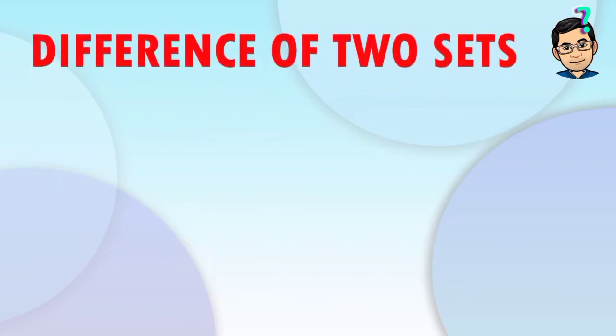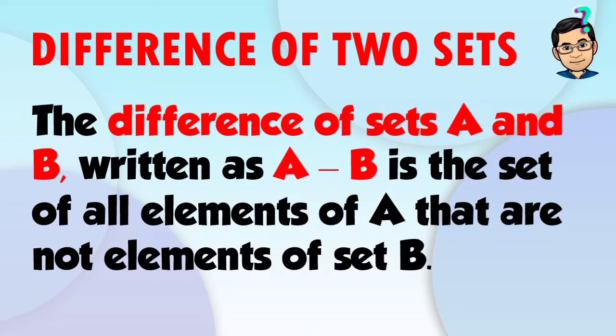So, next, we have difference of two sets. So, ano ang operation pag difference? That is subtraction. Okay, pero dito, medyo iba siya kasi we're talking about sets. So, when we say difference of two sets, the difference of sets A and B written as A minus B is the set of all elements of A that are not elements of set B. Ibig sabihin, pag pinerform natin yung A minus B, yung mga elements na pareho nila is ima-minus natin sila.